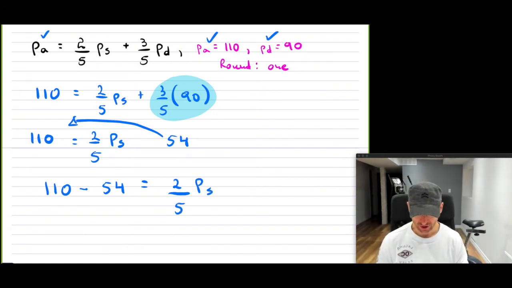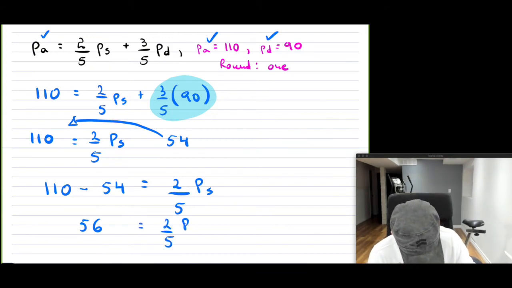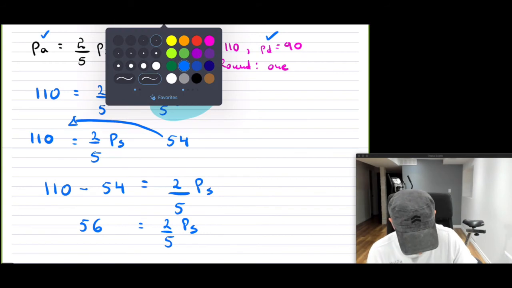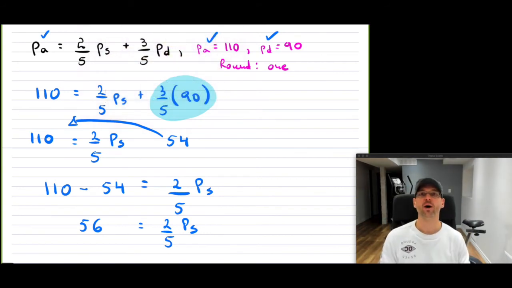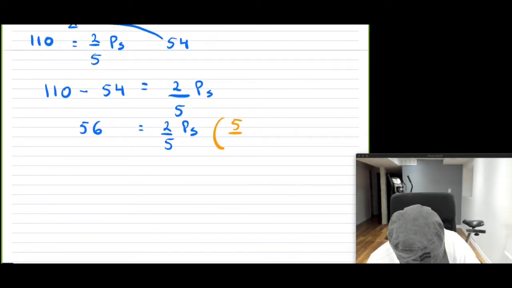Now 110 minus 54, so minus 50 is going to be 60, so that's going to be 56. So this is 56 right here, and then just 2 over 5 PS. Now, I don't want the 2 over 5. I only want PS, that's what I am interested in. So in order to do that, I have to multiply both sides.